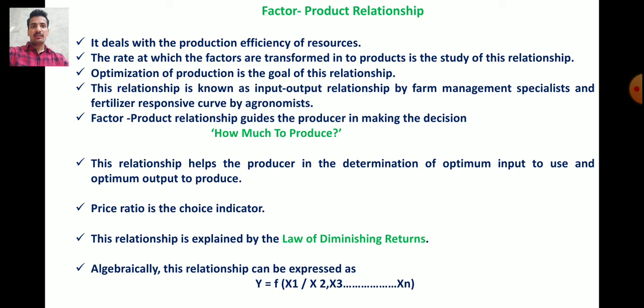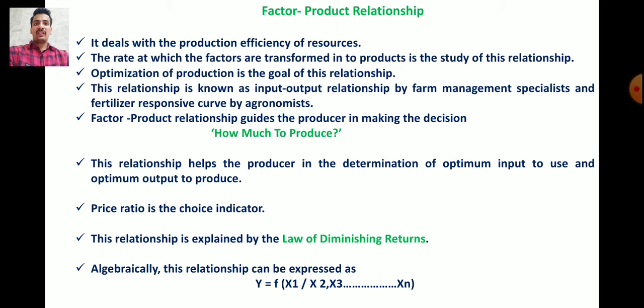This factor product relationship deals with the production efficiency of resources or inputs. It is the study of the rate at which the factors are transformed into the product, or inputs are transformed into the output. So optimization of production is the goal of this relationship. Optimization or maximization of production is the ultimate goal of the factor product relationship.